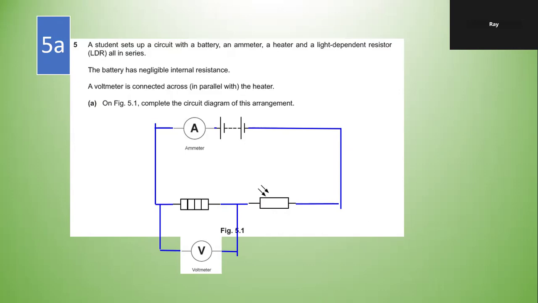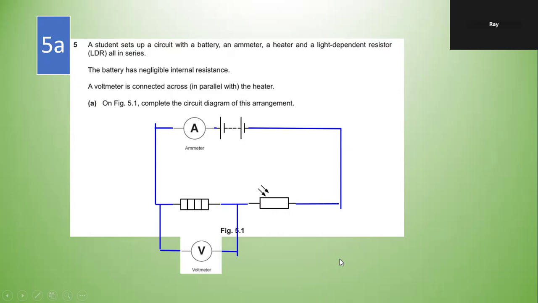Teacher, how do you know how to arrange it? You are told that the student set up the circuit: a battery, your battery is given, ammeter, ammeter can be anywhere in the circuit, doesn't matter. Heater, light dependent resistor, they are all in series. Only voltmeter: voltmeter is across, in parallel with the heater. All this you must know.